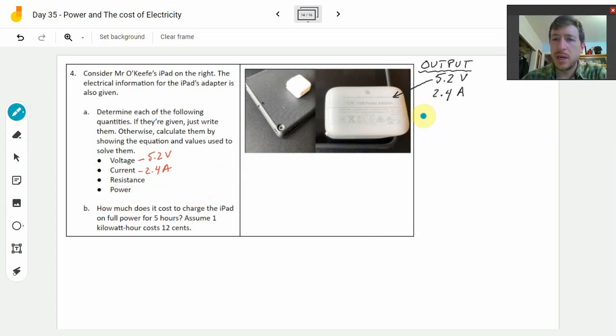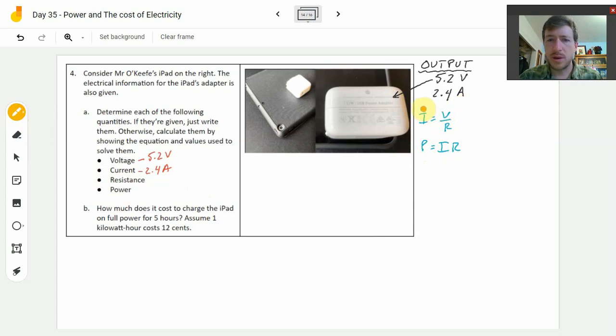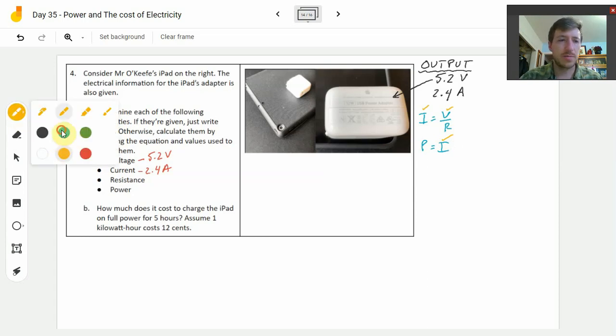So if we look at this one, once again, we've got current is equal to voltage over resistance, and power is equal to current times resistance. If we look through this, we know the current and we know the voltage. Oh, did I say power is equal to current times resistance? Silly me. Current times voltage.